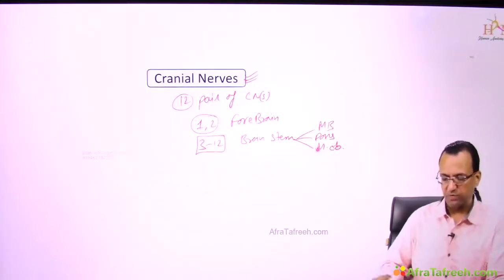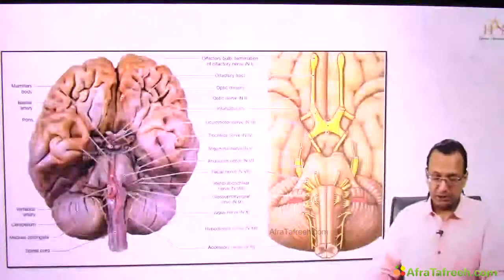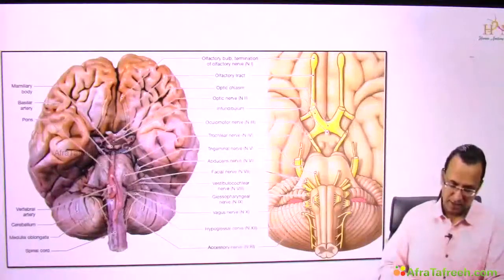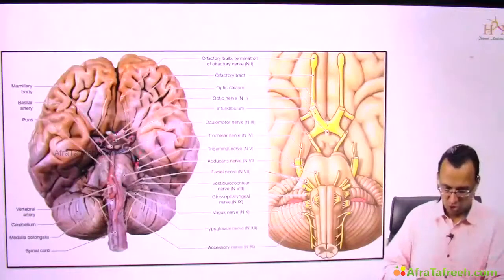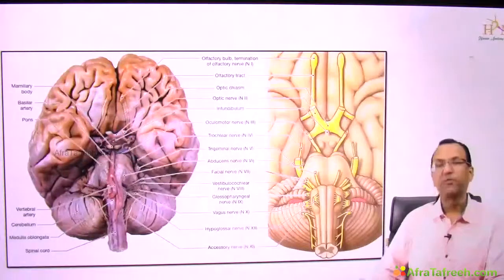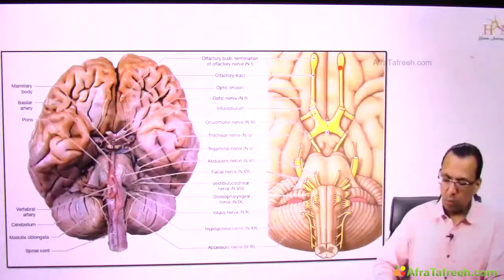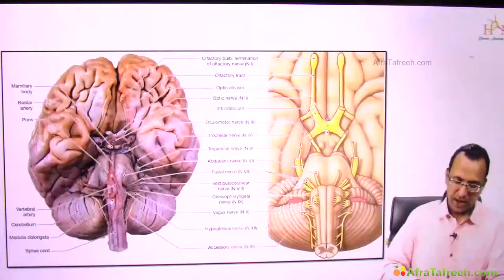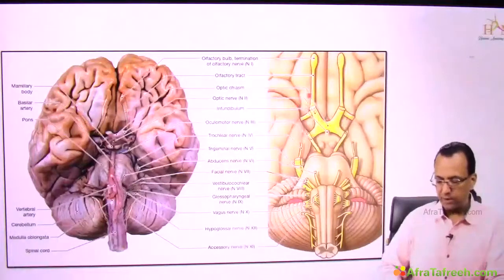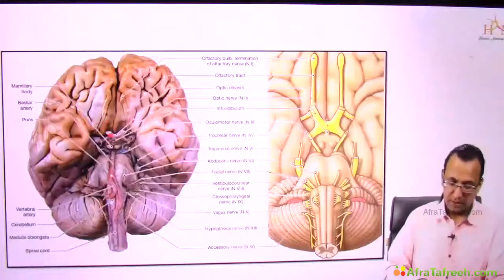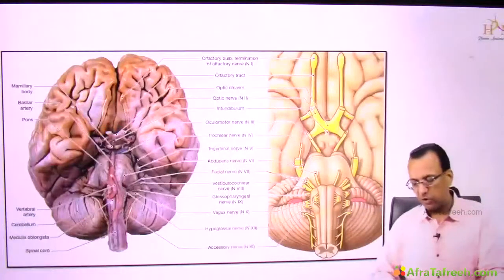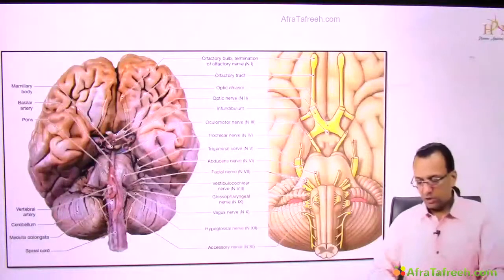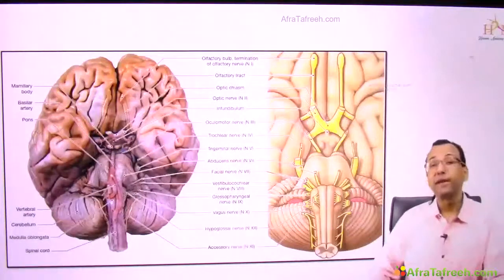Let us look at the further details. This is the inferior view of the brain, the base of the brain, and we will magnify this area because we want to know the various cranial nerves here. You will find cranial nerve 1, the olfactory nerve. This is the olfactory nerve here. And cranial nerve 2 is the optic nerve. There will be the optic nerve here. And cranial nerve 3, which is the oculomotor nerve, we will magnify and see.